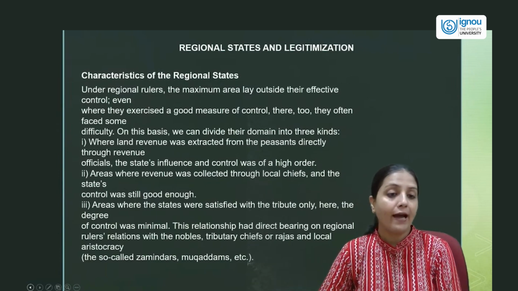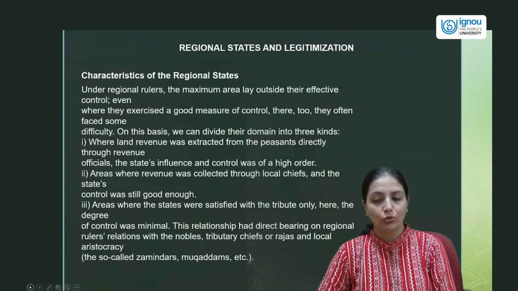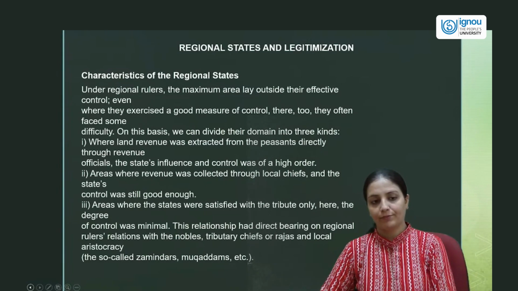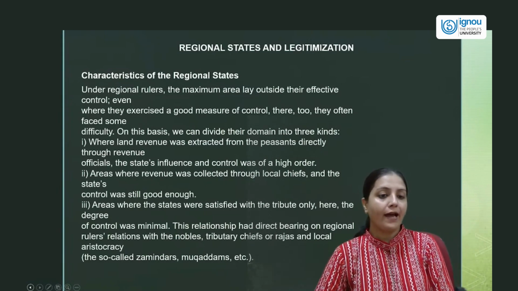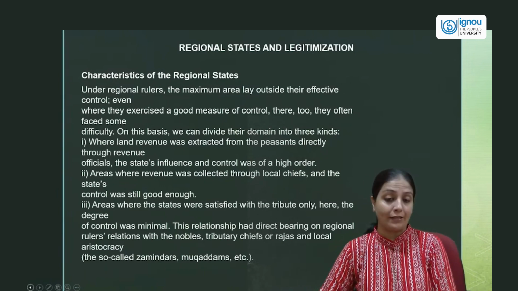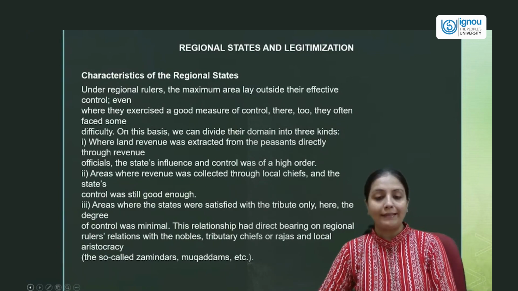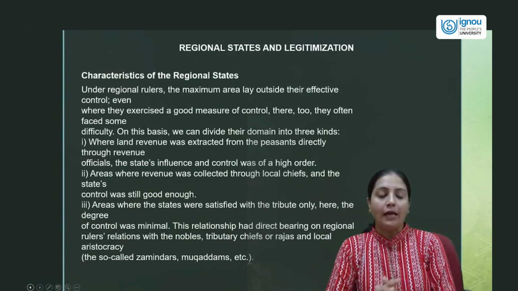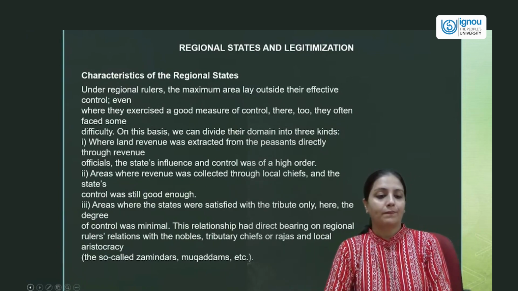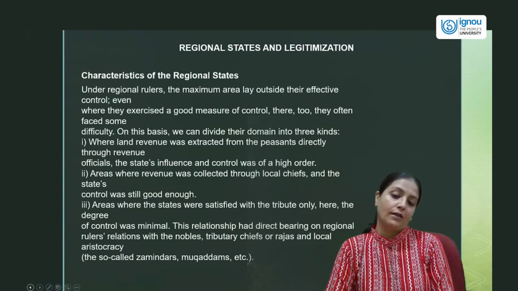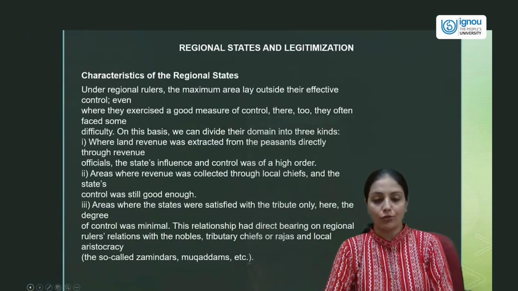Number two, areas where revenue was collected through local chiefs and the state's control was still good enough. Number three, areas where the states were satisfied with the tribute only; here the degree of control was minimal. This relationship had different bearings on regional rulers' relations with the nobles, tributary chiefs, rajas, and local aristocracy.